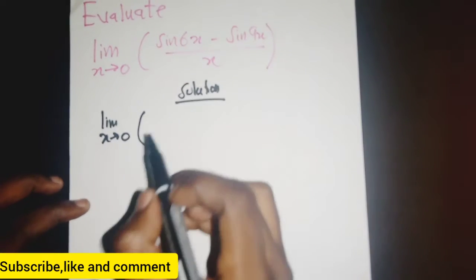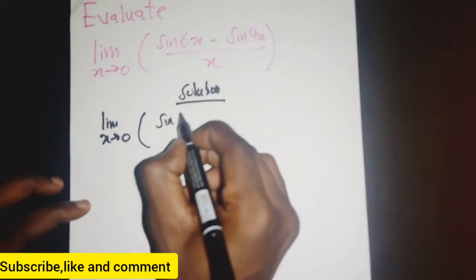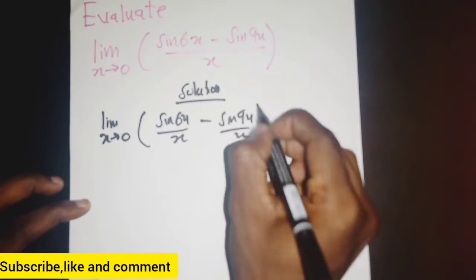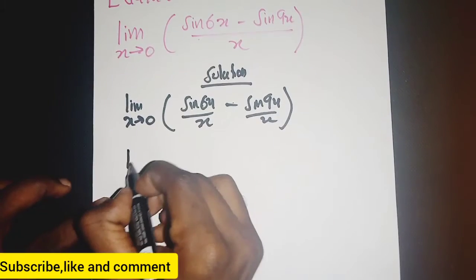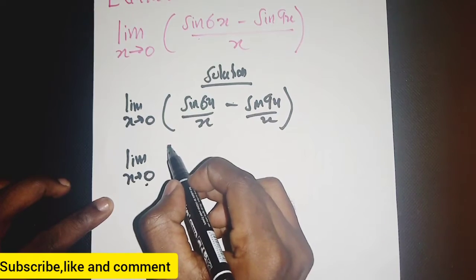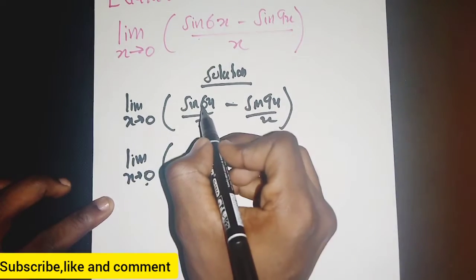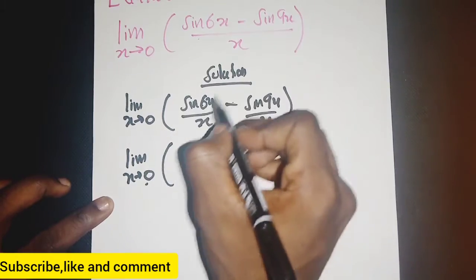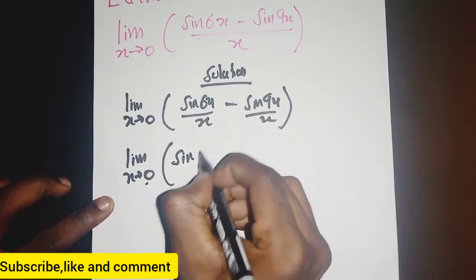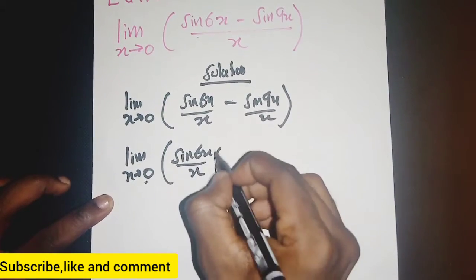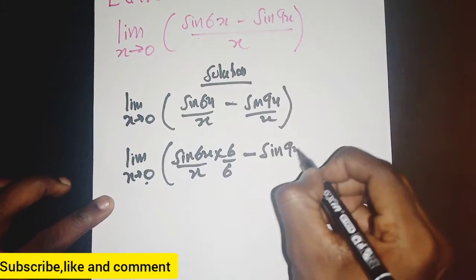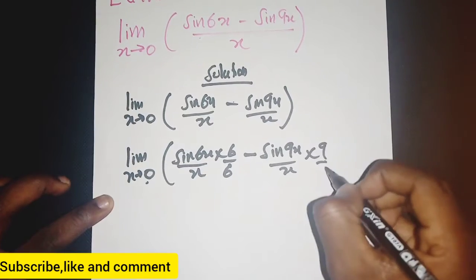Now what I'm going to do over here is write sine 6x over x minus sine 9x over x, right? It is the same. So we have the limit as x approaching 0. Now I'm going to multiply this side by 6, so I'm multiplying both the numerator and the denominator by 6. So I have sine 6x over x multiplied by 6 over 6, then minus sine 9x over x multiplied by 9 over 9.